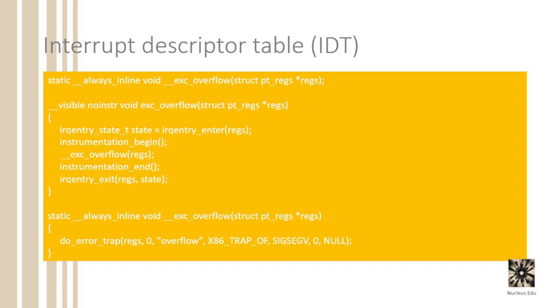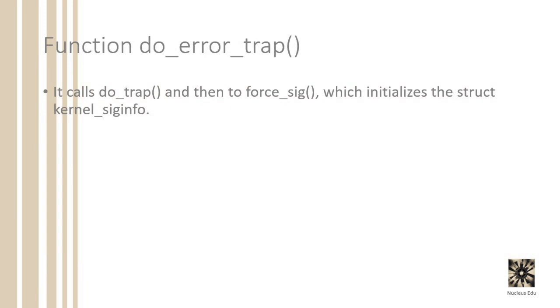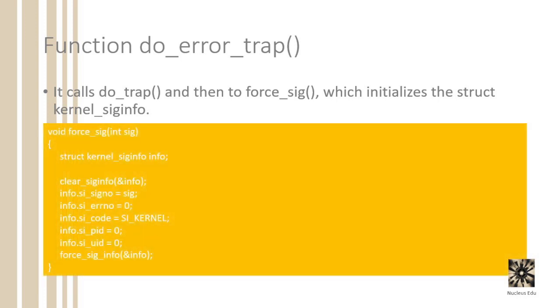So you see this definition of exc_overflow, which calls do_error_trap. These are very small functions, and they call one after the other. The do_error_trap calls do_trap, and then it calls force_sig, which initializes the struct kernel_siginfo, which we also saw in part 1 of the series. For synchronous signals, the initialization of this siginfo structure is done here, and this looks very similar if you had seen the first video: first it clears the structure, then it puts si_signo equals sig, and si_errno 0, and this is where you would see the difference.